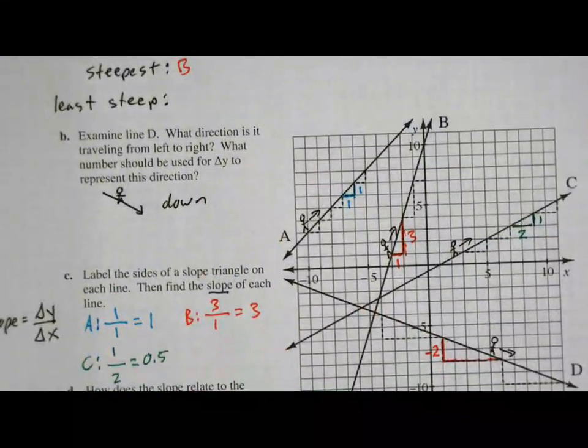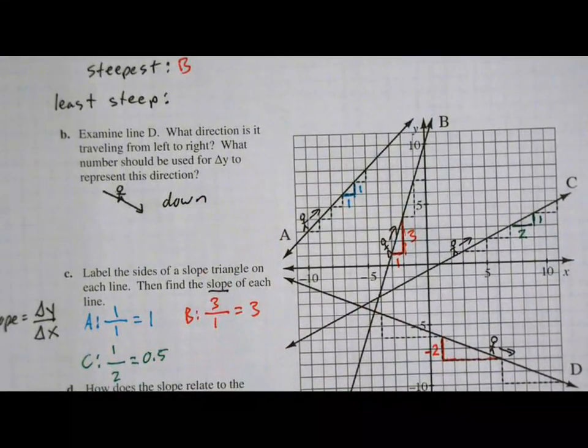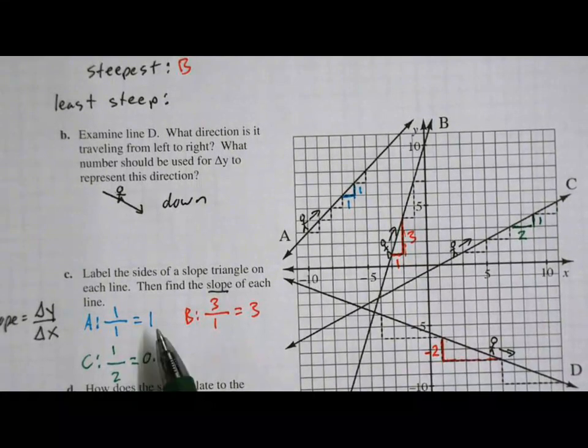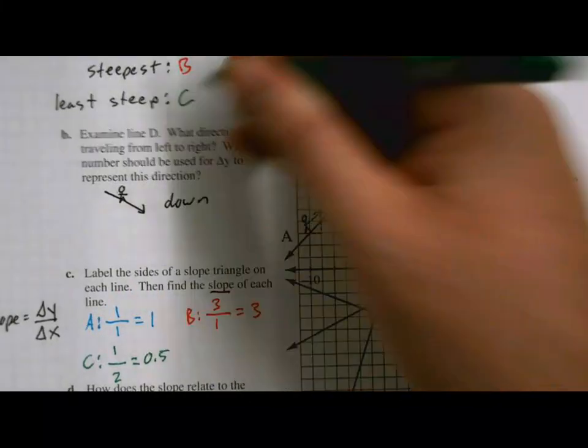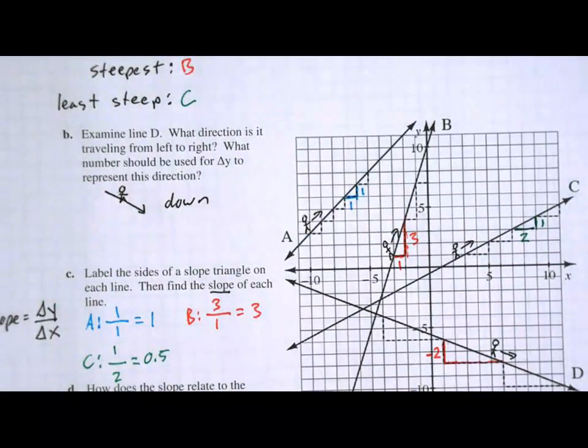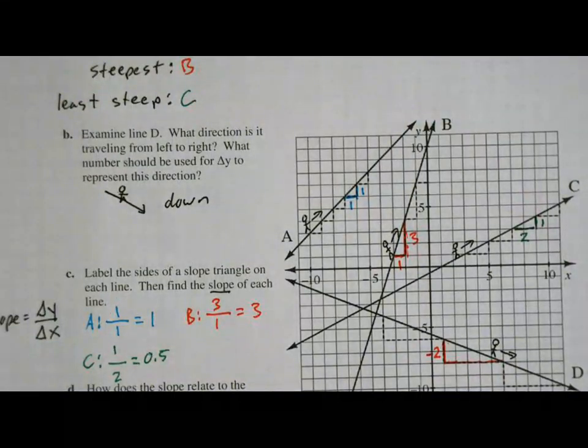And which one is the least steep? The least steep line would be the one with the smallest slope value, which in this case is 0.5. That means that C is the least steep. Is that what you had when you answered part A before? If not, go ahead and make those changes.